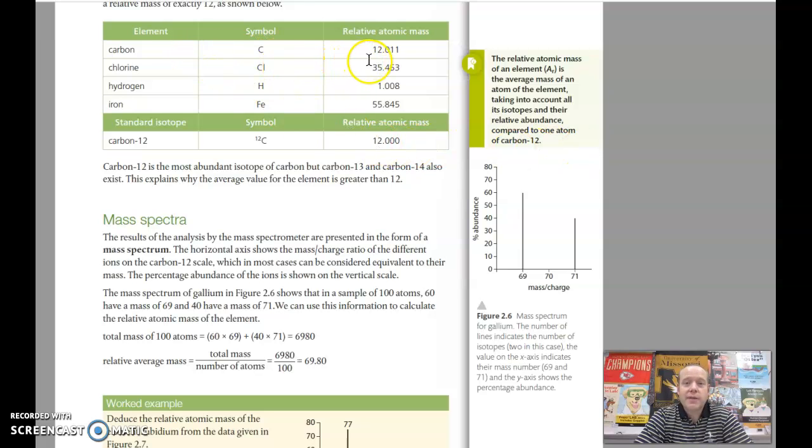Carbon has a relative atomic mass of 12.011. Why is it not exactly 12? Well, by definition, the isotope carbon-12 has a mass of exactly 12, but there is some carbon-13 and carbon-14 that also exists, and so the overall average is slightly larger than 12. Most of the carbon out there is carbon-12. A few of the atoms out there are slightly heavier.